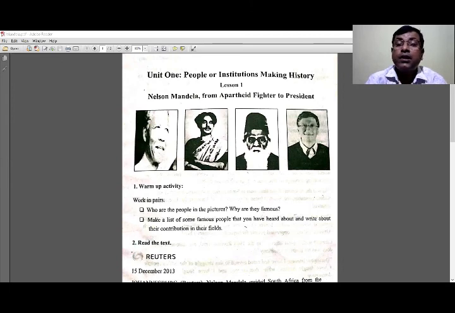Now, move on to today's lesson. It is about Nelson Mandela, as I have already told you. And before reading, let's do some warm-up activity. That means students should discuss among themselves about the pictures. Who are the men in the pictures? Why are they famous? And they will do this only to prepare themselves for the lessons they are going to read. And dear students, let's start reading the text about Nelson Mandela. So let's move forward.